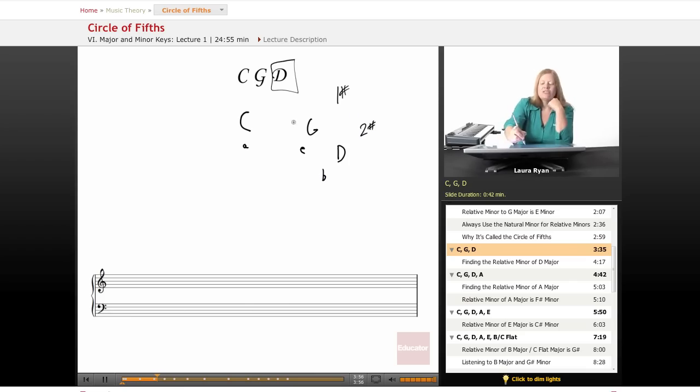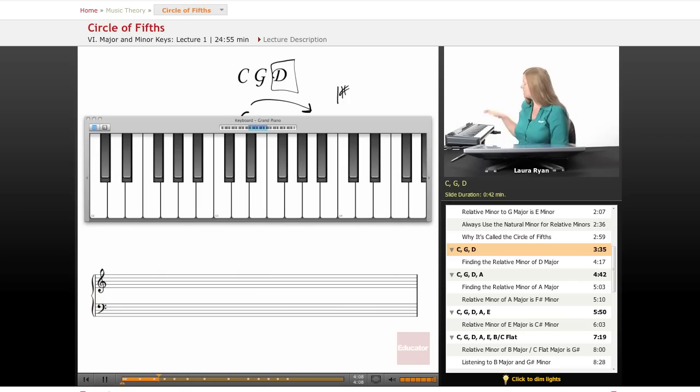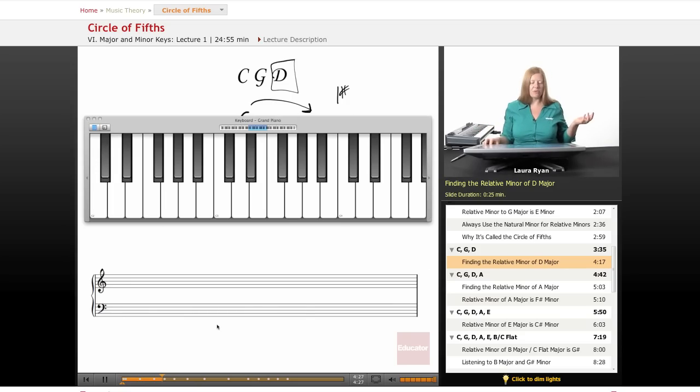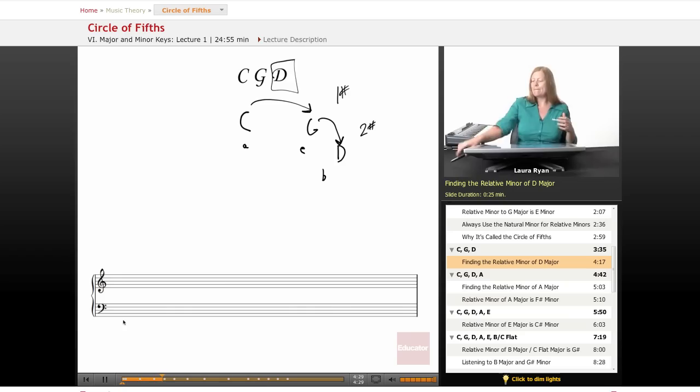Okay, G is the fifth note of C. D is the fifth note of G. The relative minor to D is B minor. So here's D. We have two sharps in D. Let's count down four half steps from D. One, two, three. Okay, let's play B minor using our two sharps. Easy. This is another really good way to remember your minor scales.